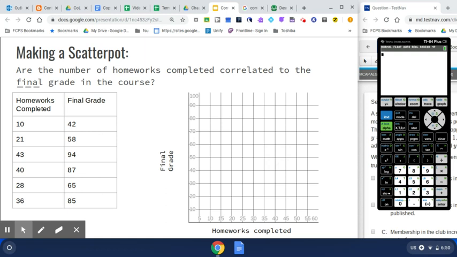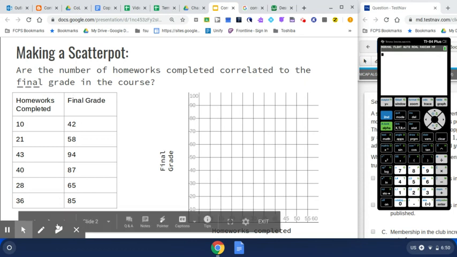So the first example we're going to use to make a scatter plot both by hand and on the TI-84 calculator. The scenario that we're looking at says, are the number of homeworks completed correlated to the final grade in the course? All right, so we're going to go ahead and plot these points on the graph that you see to the right.